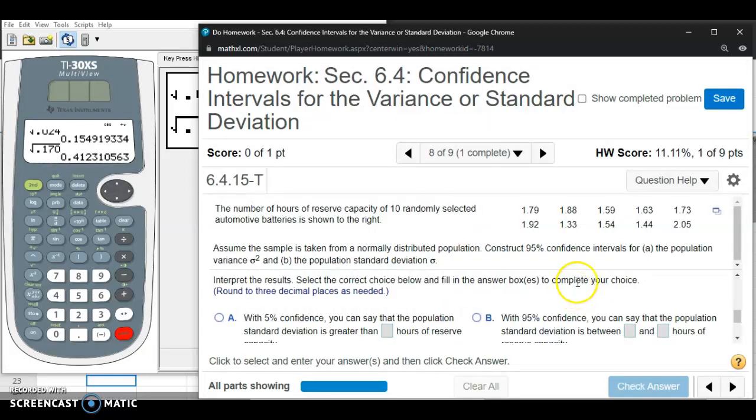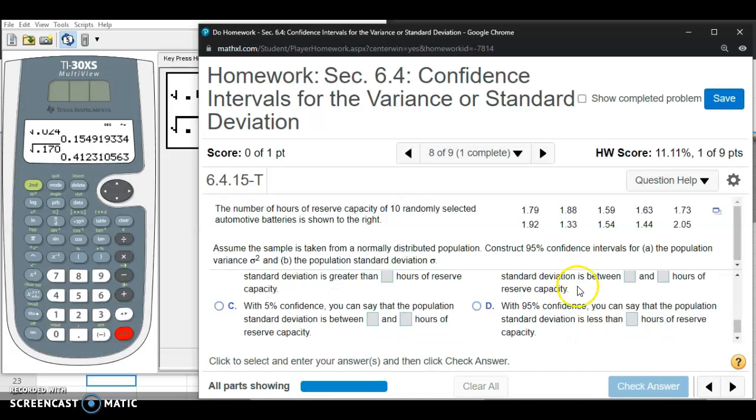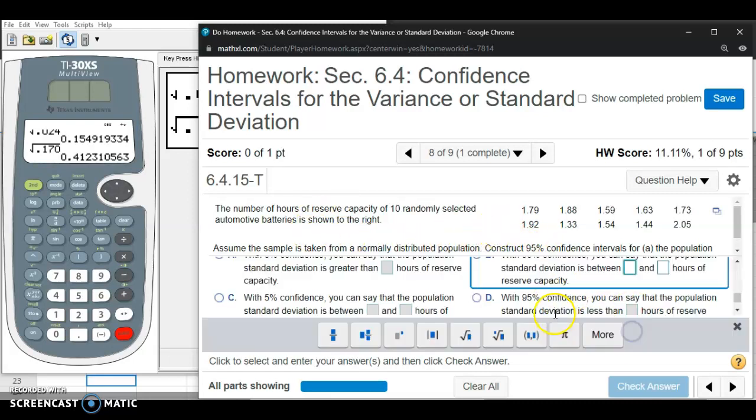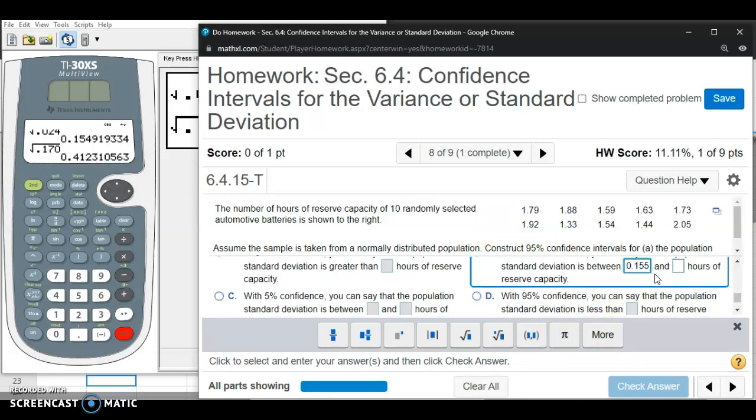Then select the most reasonable interpretation. This looks like answer choice B. So with 95% confidence, we could say that the standard deviation of the reserve capacity of all automotive batteries is between 0.155 and 0.412 hours.